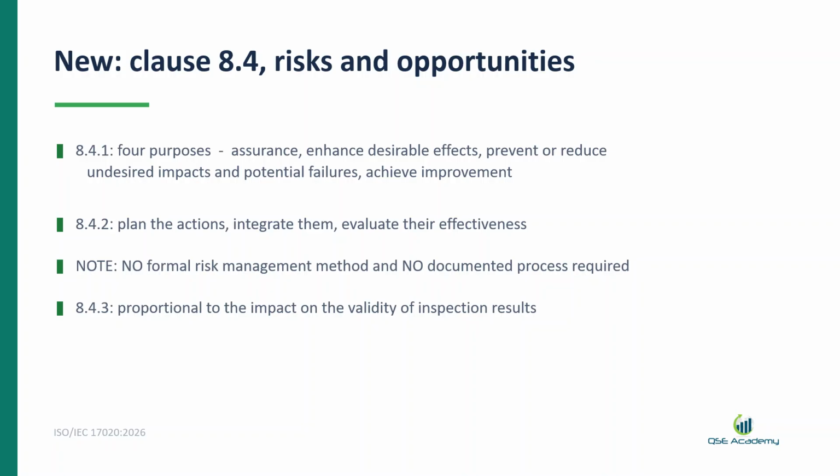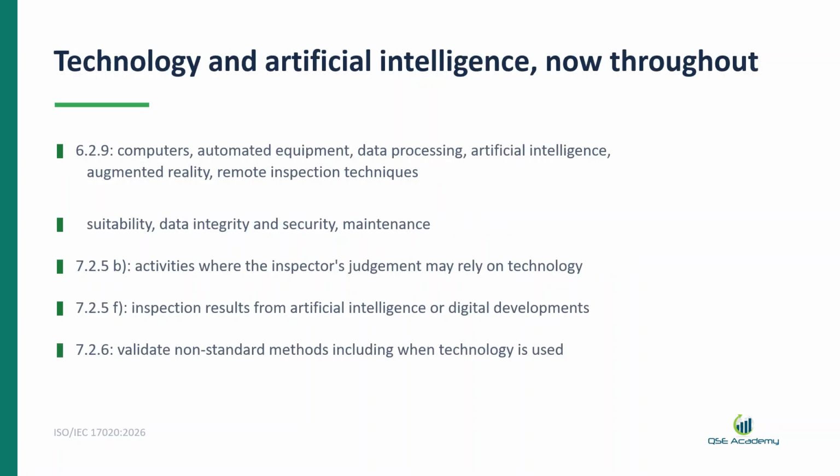And 8.4.3 sets the calibration. Actions shall be proportional to the potential impact on the validity of the inspection results. That is your sizing rule, not corporate risk appetite, validity of results. The third big theme is technology, and it is not in one place. It is threaded through the standard.